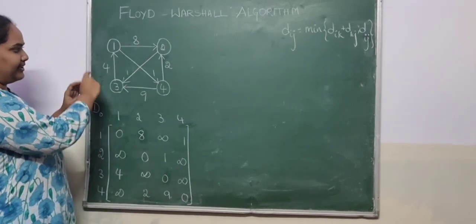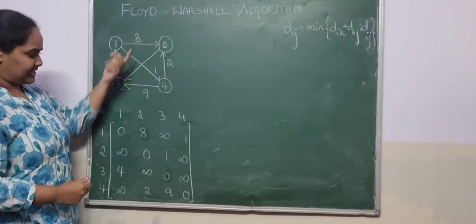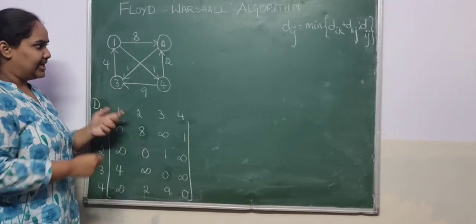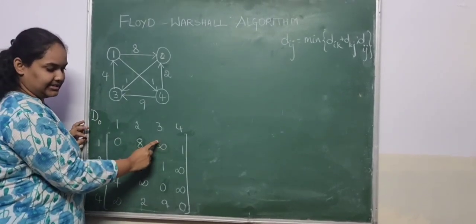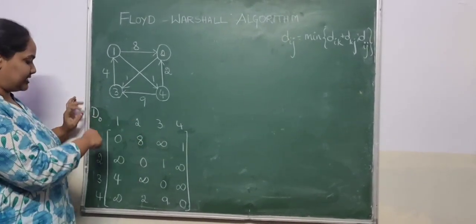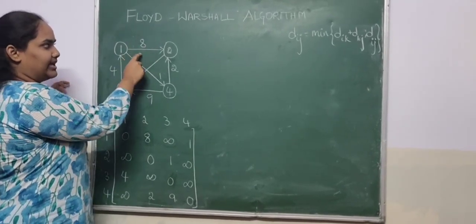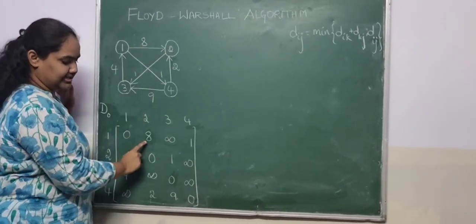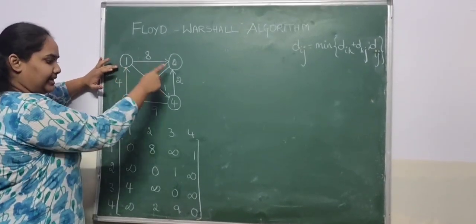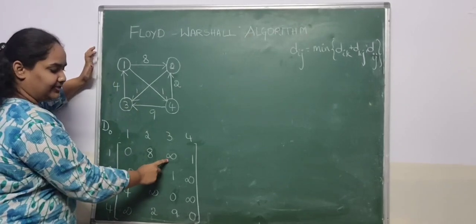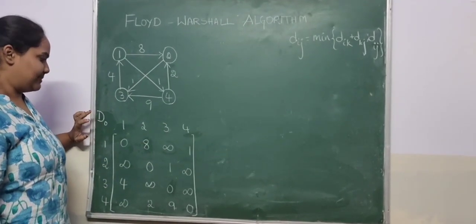And if you have any direct edge between the vertices, you write the weight as the distance between the vertices. If there is no direct edge, you take infinity as the distance between those vertices. For example, from 1 to 2 we have a direct edge and that weight is 8. So we take 8 as the distance between the vertices. But from 1 to 3 we don't have any direct edge, so we take infinity as the distance. This is the direct distance matrix.